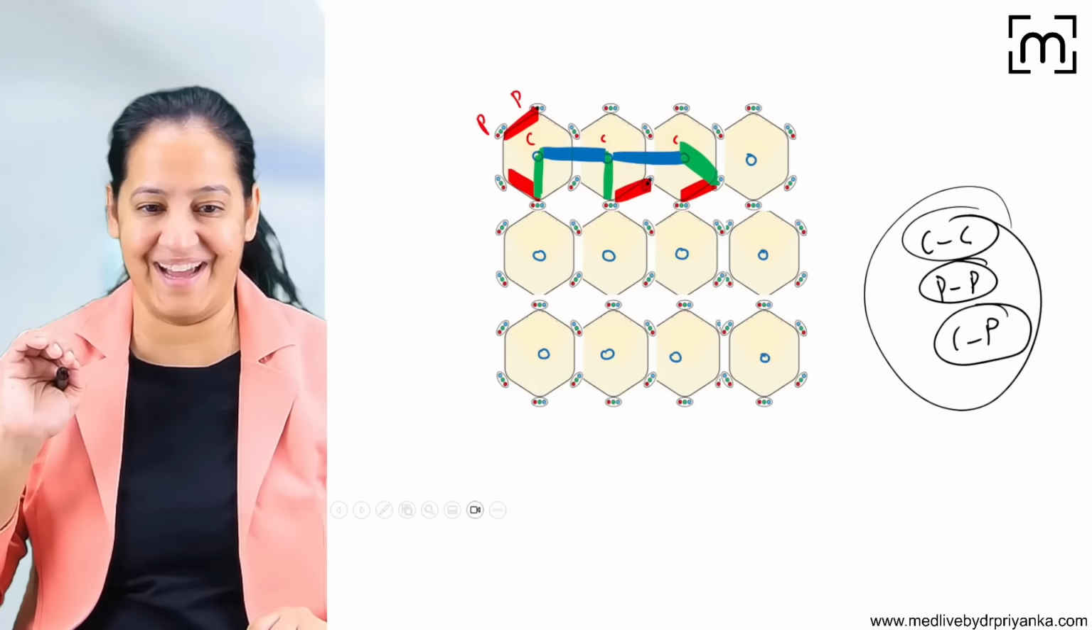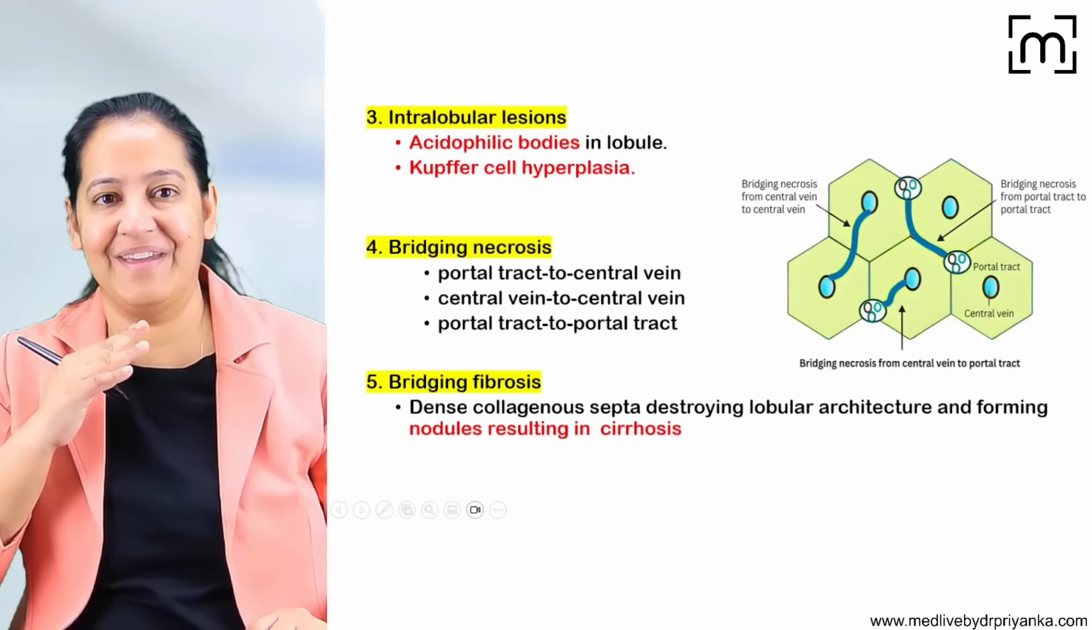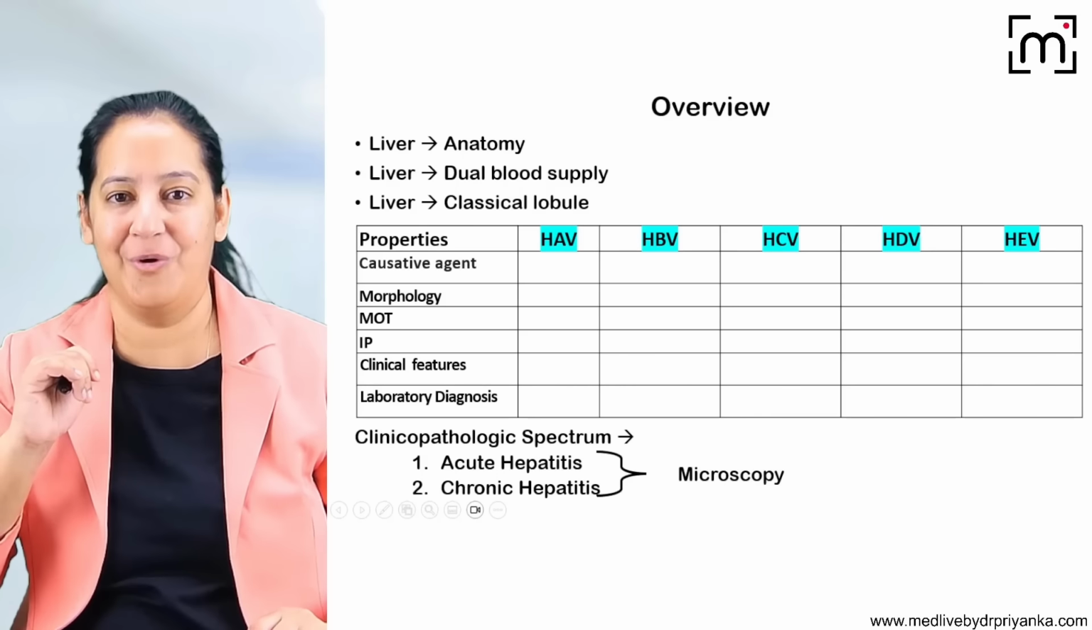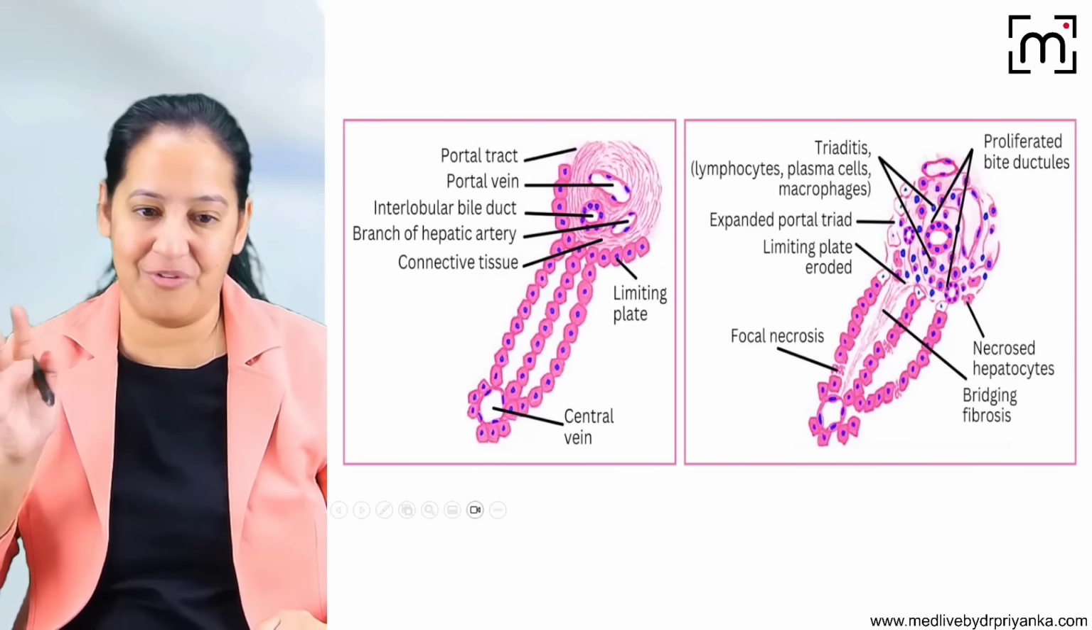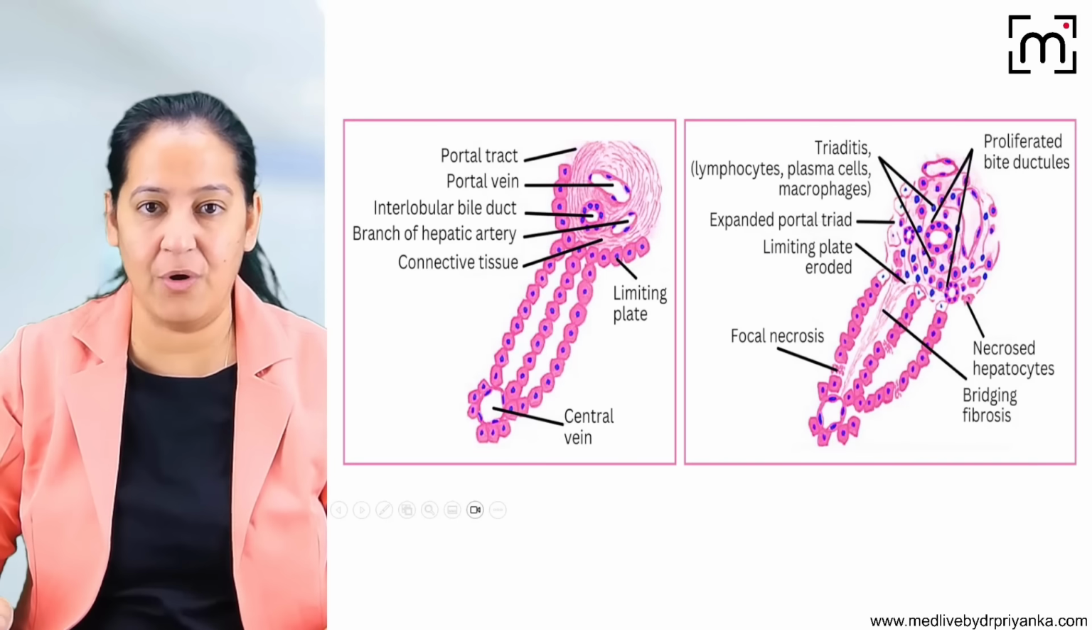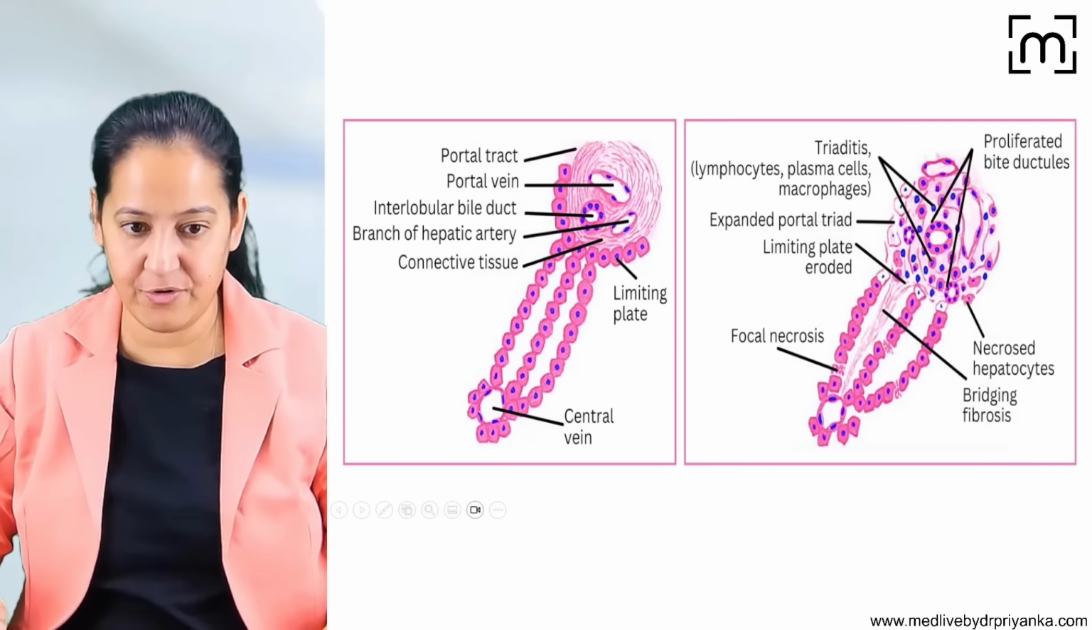Better I have drawn it, I guess. Okay, so that is the thing. So we are done with this also. I hope we are done. So, acute and chronic hepatitis. What are the features of chronic hepatitis? How will you draw it? Can I try to draw it?